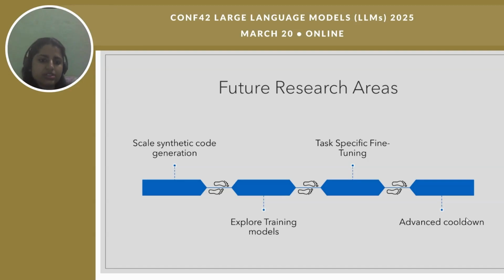So a future research area could be to see what happens if we scale synthetic code generation. Right now we are only seeing it up to 20%. What if we increase it? And we can also explore new models as they are being released with different training methods. What if we are doing any task-specific tuning, and we can always introduce advanced cooldown phases.